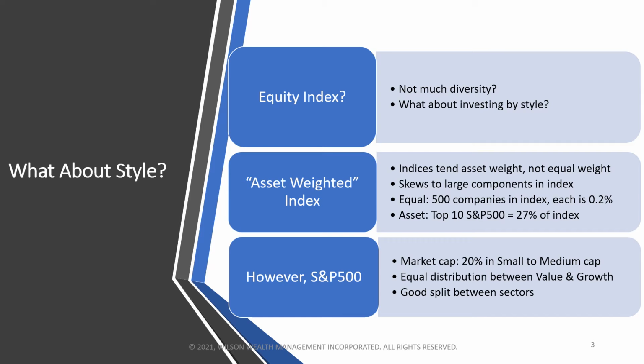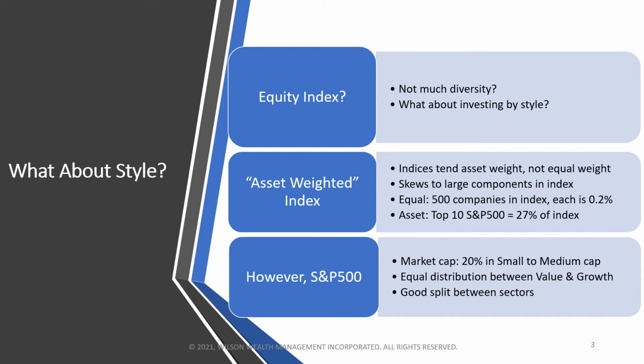Equal weighting. Under asset weighting, the investment reflects the market capitalization of the specific company in the benchmark index. Currently, the top 10 holdings of the S&P 500 make up 27% of the index. Now, the top 10 holdings should really make up 2%, not 27%. But that's the impact of asset weighting. So that's a problem with benchmarks and indices, that they skew towards the larger components.